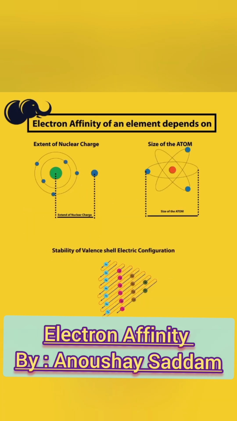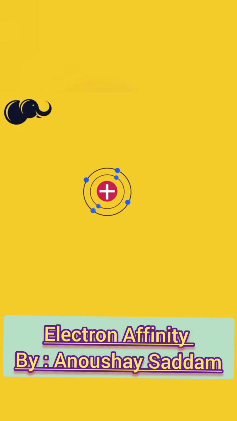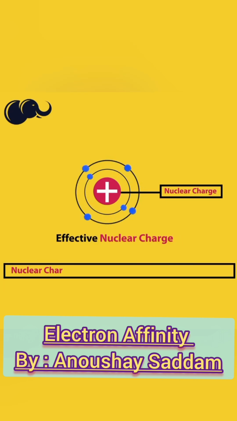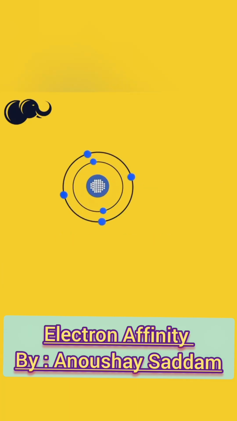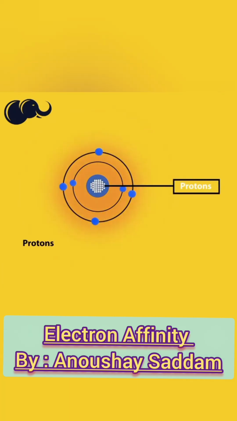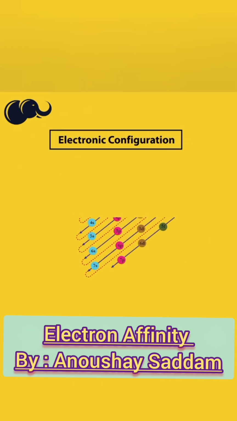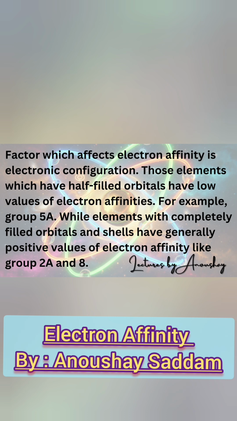The second factor is the nuclear charge. The greater the nuclear charge, the greater will be the electron affinity, because as protons are added in the nucleus, to balance or to make that element stable, the number of electrons should equal the number of protons. So for the same number of protons, electron affinity will increase to add more electrons to balance the number of protons inside the nucleus. Now the fourth factor which affects electron affinity is electronic configuration.